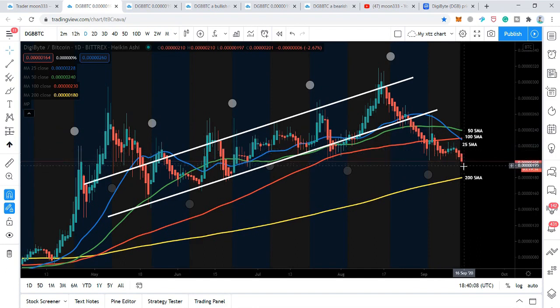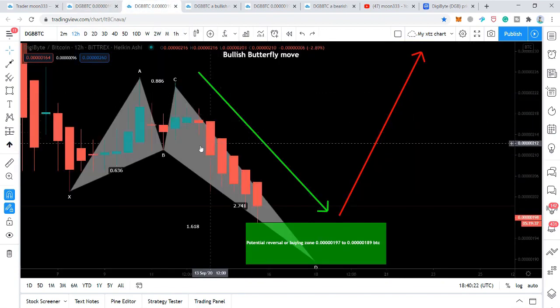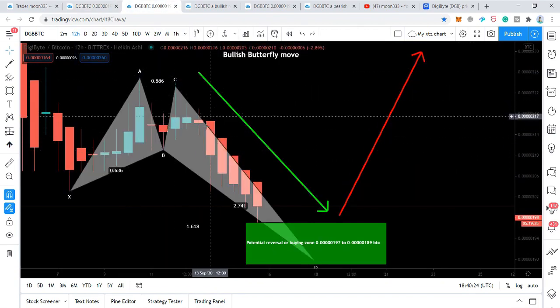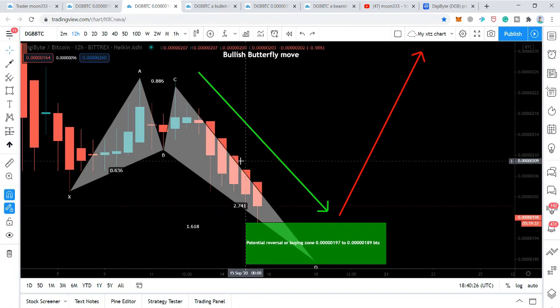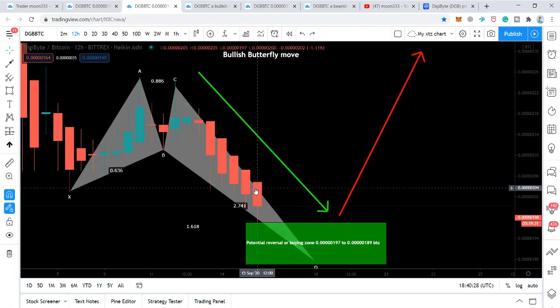I'm expecting that the price action can retest this 200 simple moving average as a support, and maybe it will be moved up from here. I'll tell you later on in this video how it is possible. First of all, I would like to show you this formation of bullish butterfly pattern that is just completed today.